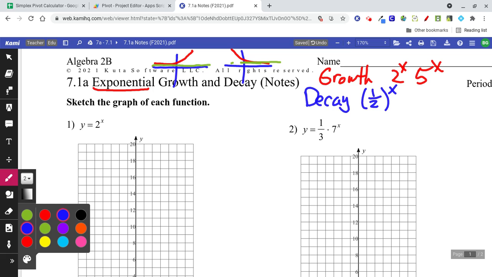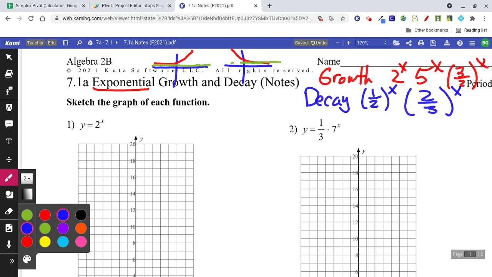It's not necessarily a fraction, because if I had the fraction 3 over 2 to the x, that would still be growth. So I can't just say it's a fraction. If it's a number bigger than 1, then it's going to grow. If it's a number between 0 and 1, it's going to decay. So if I gave you 2/3 to the x power, that's going to be decay.